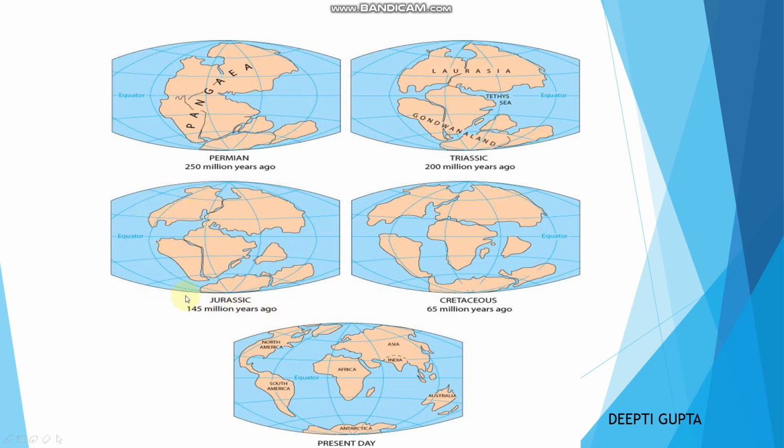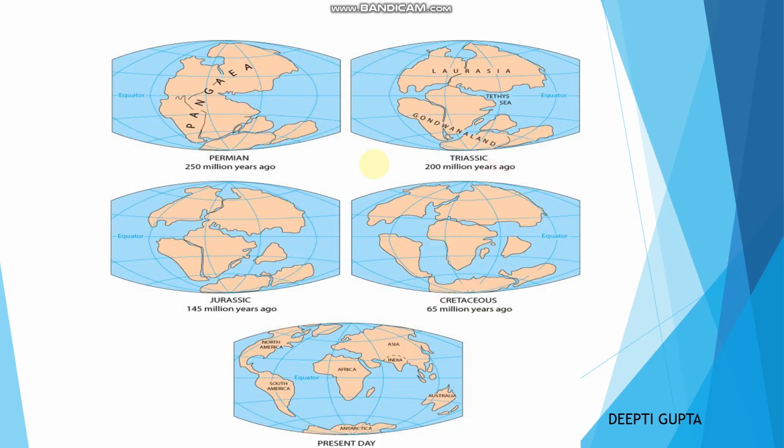So you can see due to some shifting, this land split into some parts. Around 65 million years ago, there was some more shifting and some more splitting, and you can see it is similar to the present time. The fifth picture is similar to the present day. So here you can see India, Australia is here, Asia, Africa, South America and North America.